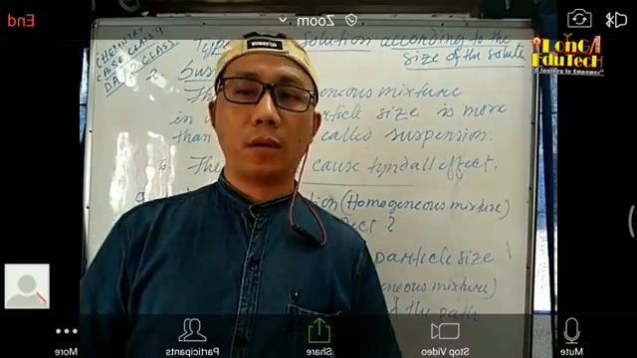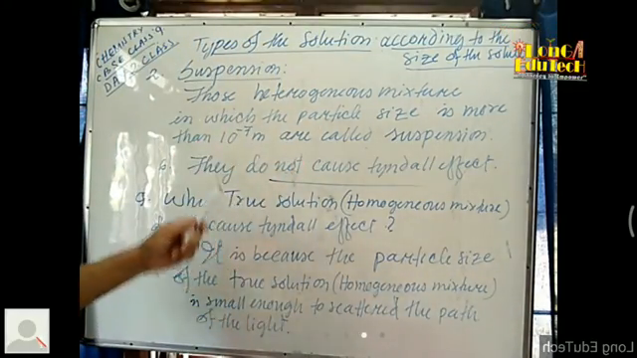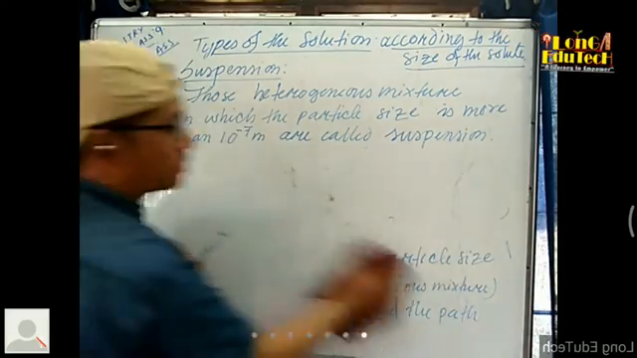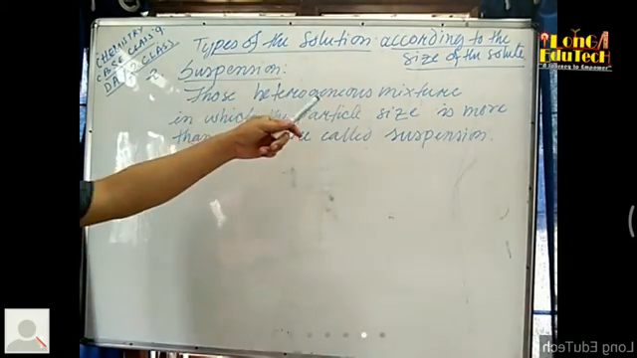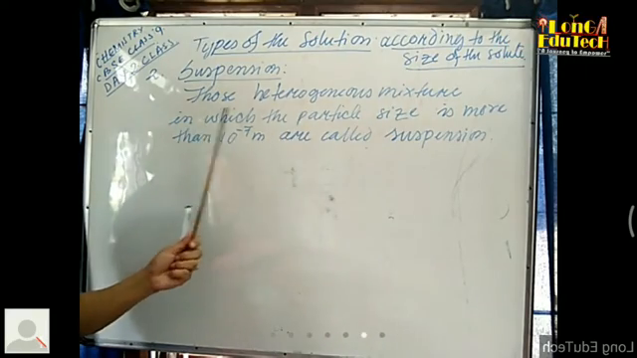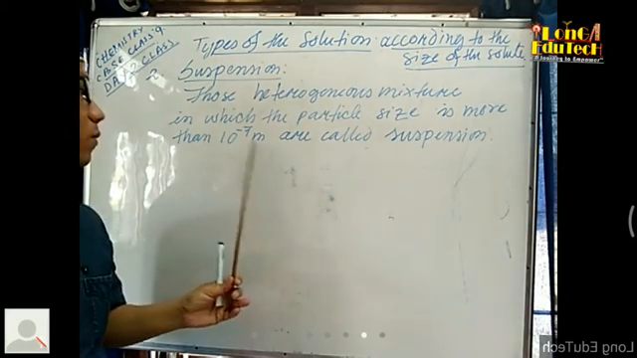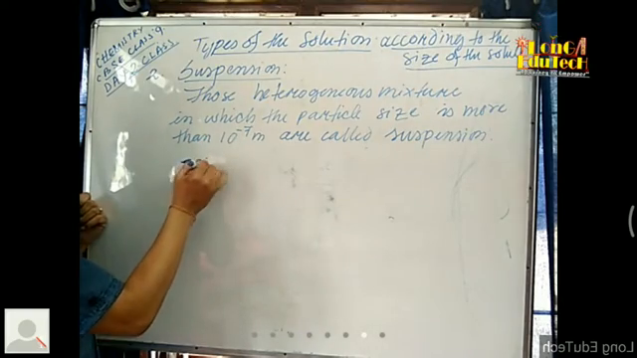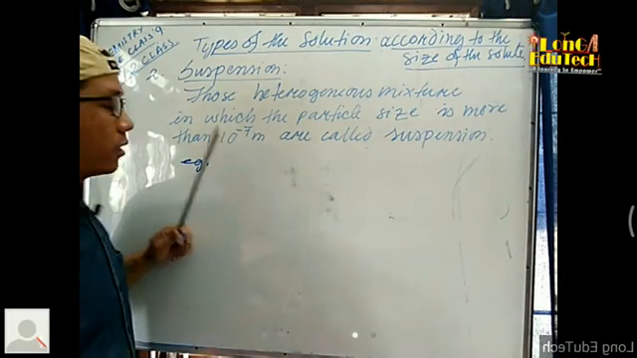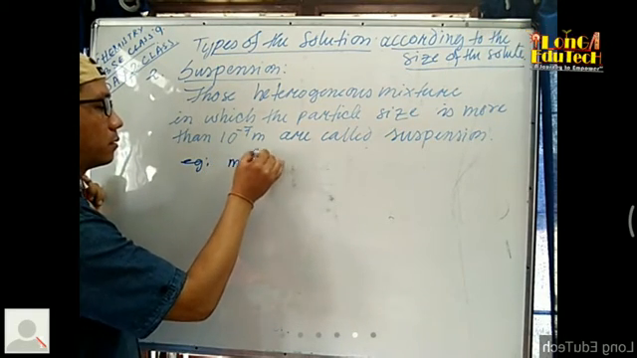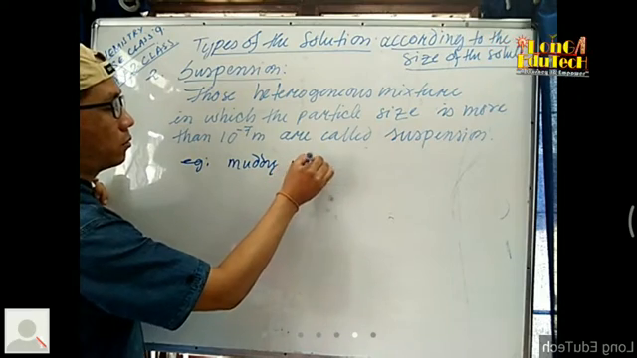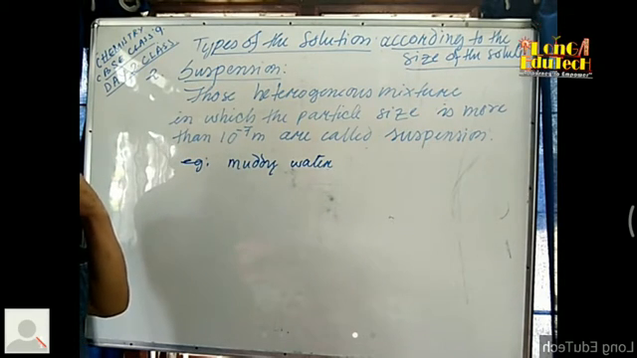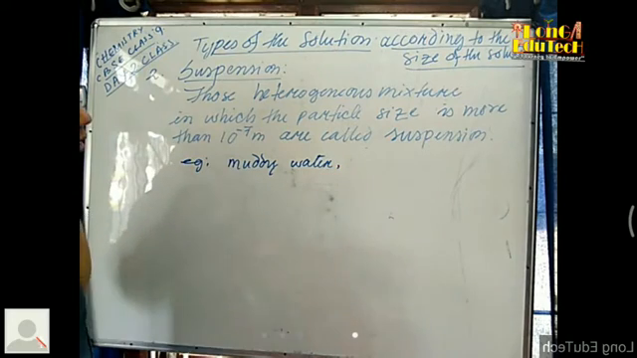Welcome back. Now here comes the suspension. Those heterogeneous mixtures in which the particle size is more than 10 to the power minus 7 meter are called the suspension. Suspensions, for example, have very large particles. Here, muddy water, that is water which is mixed with mud and all.